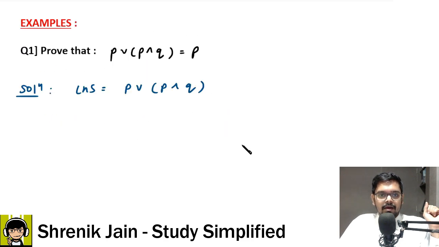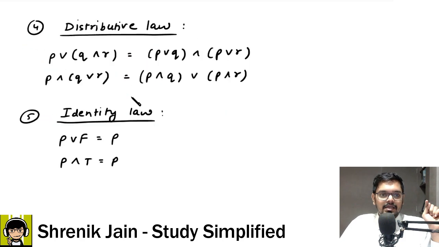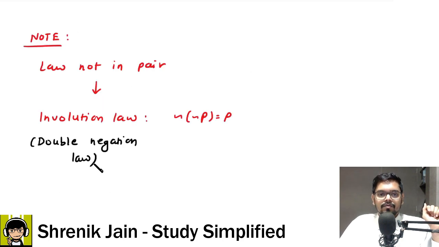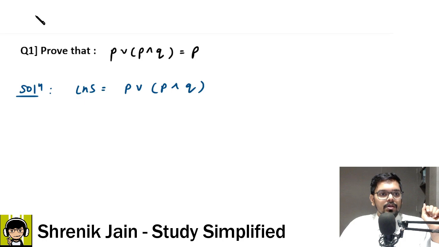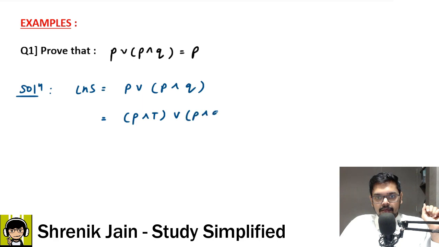What to do? I have P here. So I can say P as P or P. It is not helping us. We have seen that format. But I can write this P as P and T. You have seen in the identity law that P can be replaced as P and T. So if I use the identity law, will there be any benefit? Let us see. P is replaced with P and T. How I replaced it was using the identity law.